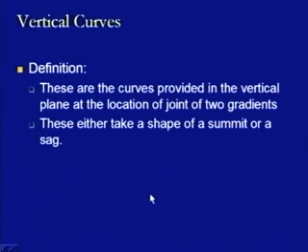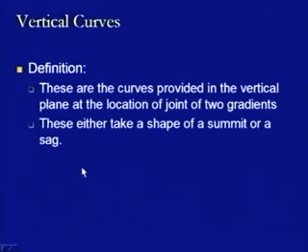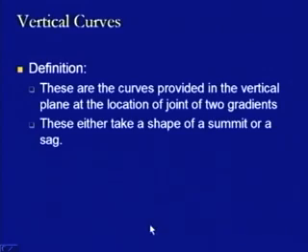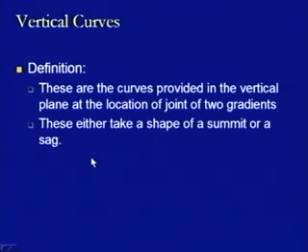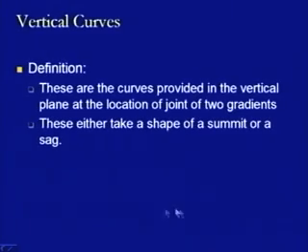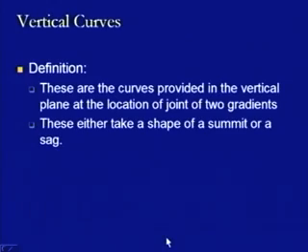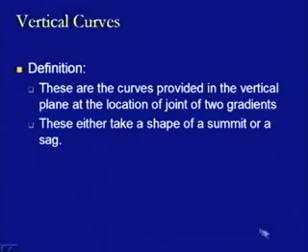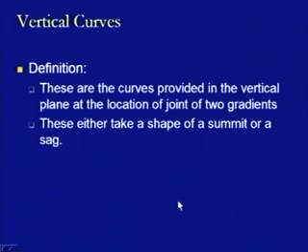Now, these either take the shape of a summit or a sag depending on the location. As I have told, if we are going in the upward direction and then it is followed by downward movement, then the point at which they are meeting is a summit condition. Whereas, if we are going in the downward direction and then we start going in the upward direction, then the point at which this change is occurring is a sag. So, we have the summit and we have the sag condition. These are the two types of shapes which can be there.